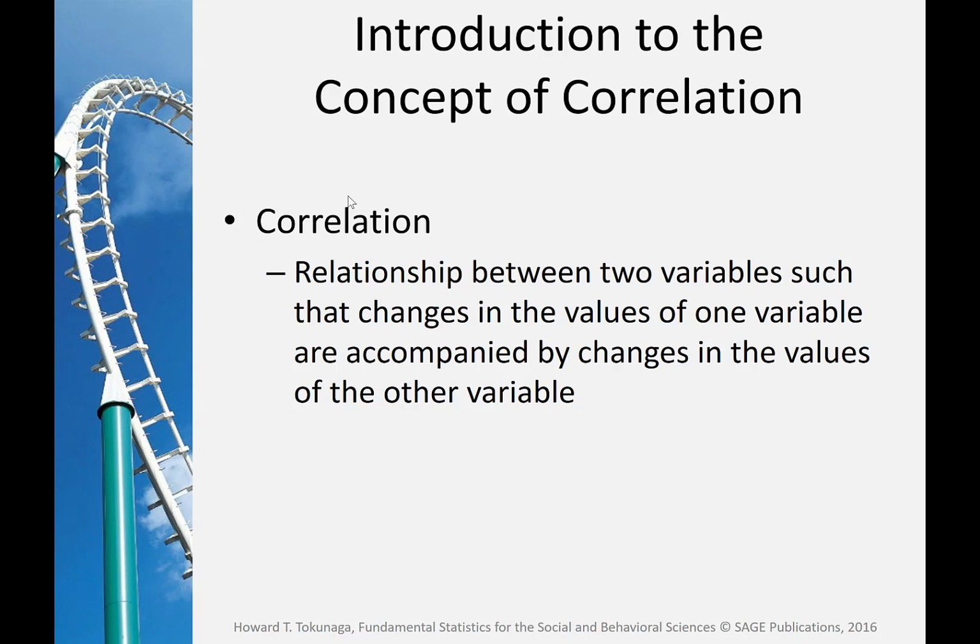So correlation is the relationship between two variables such that changes in the values of one variable are accompanied by changes in the values of the other variable. The correlation of two separate entities such that when one changes, it affects the other one.